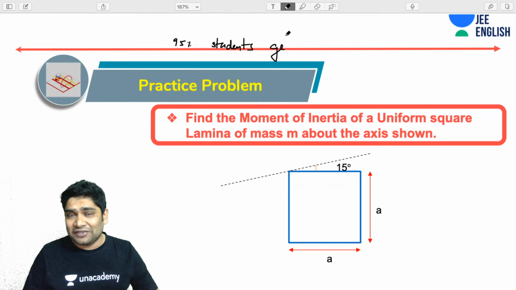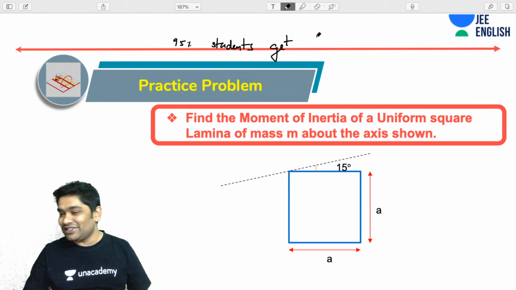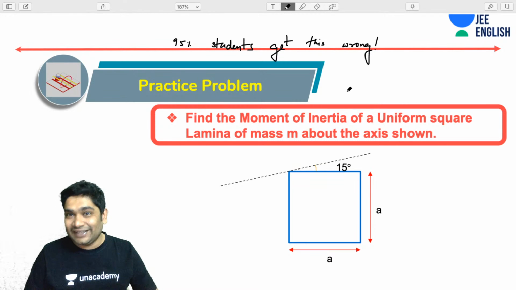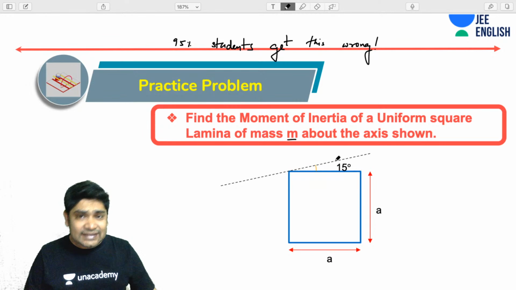So I would like you to give it a try and let's see if you can find the correct answer in one go. First let me just tell you this, and let's see if you are in the top 5% who get this right. You have to find the moment of inertia of a uniform square lamina of mass m about the axis shown. The axis is like this. It is at an angle of 15 degrees from one of the edges of the square. It lies in the plane of the square itself. It's a uniform lamina, and the sides of this square are a by a.